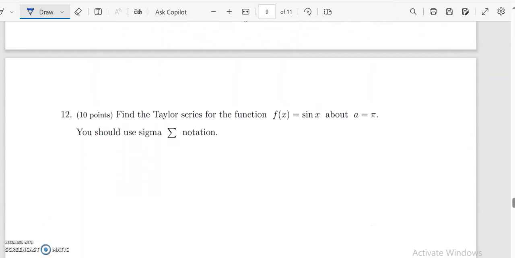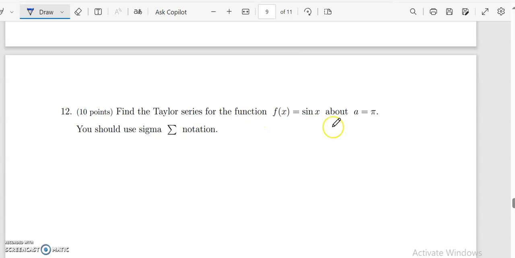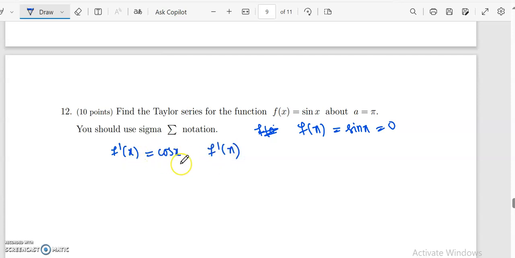And next one, we need to find the Taylor series for the function f of x equal to sine x about a equal to pi. So if we take f at pi, f at pi will be sine pi, so that will be equal to 0. Now f dash of x will be equal to cos x. So f dash of pi will be cos pi, which is equal to minus 1.